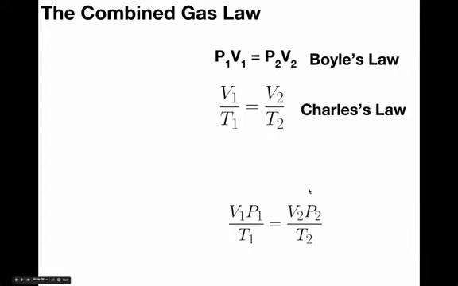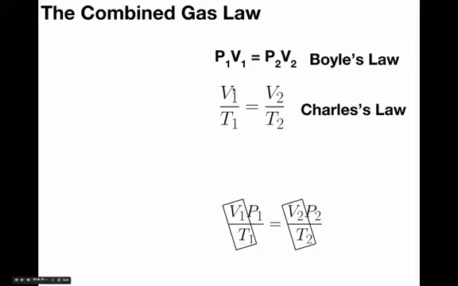This is the formula for the combined gas law. It's V1, the initial volume, times the initial pressure, divided by the initial temperature, is equal to the new volume times the new pressure divided by the new temperature. And if you look carefully at this, you will see the pieces of Boyle's law and the pieces of Charles's law. So here, I've highlighted in the rectangle, that is the formula for Boyle's law. And Charles's law is shown here.